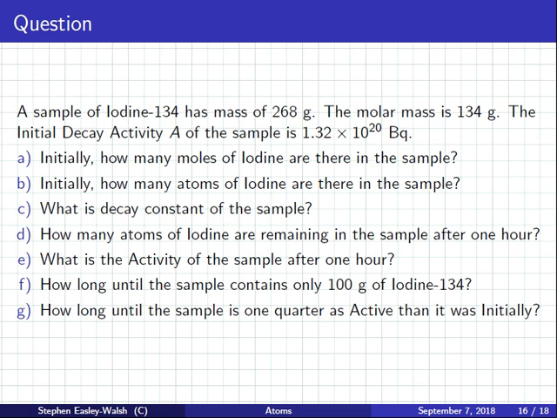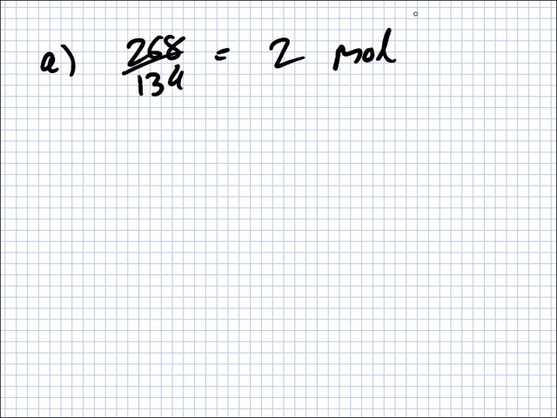Initially, how many moles of iodine are there? So how many moles of iodine do I have? So it's multiplied by Avogadro's constant. No, I'm looking for the moles, not the atoms. 2. Because I have 268 grams of iodine, the molar mass is 134, so it's just 268 over 134, so that's 2 moles of iodine. Is that okay?